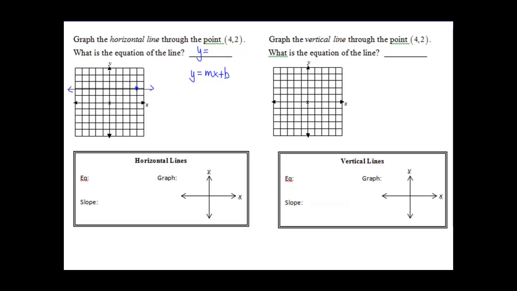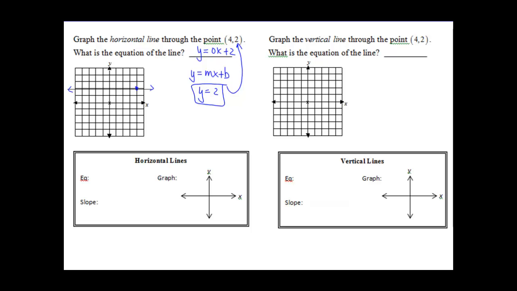It has no slope, no negative, no positive, so we can say it's 0x, and it goes through y at 2. So we can say y equals 0x plus 2. You can also write it as y equals 2. One of the quicker things to realize is if you know it's a horizontal line and you know it goes through a point, we just look right at our point and we can say y equals 2.